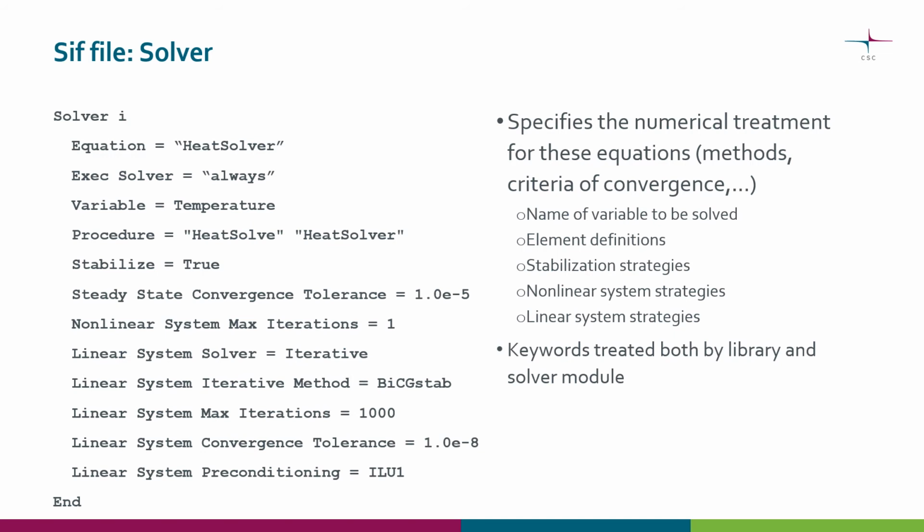And then we have lots of linear system options. For instance, here we have defined that we use a BiCGStab method with incomplete LU preconditioning, and at maximum take 1000 iterations. So this can include a lot of numerical techniques and features. So it can be rather short, but also quite long. So I won't go into every detail here.